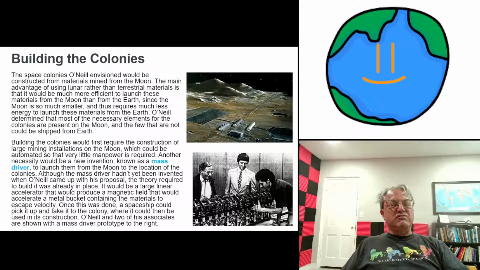And how would we launch them? Well, this is where O'Neill came up with another idea known as a mass driver. He actually built a prototype. The picture on the bottom right is him along with two of his associates demonstrating a prototype of a mass driver. I think they had a small mass driver that launched things up to maybe 10 or 20 miles an hour. It wouldn't have been big enough for this mining operation, but all you have to do is scale it up.